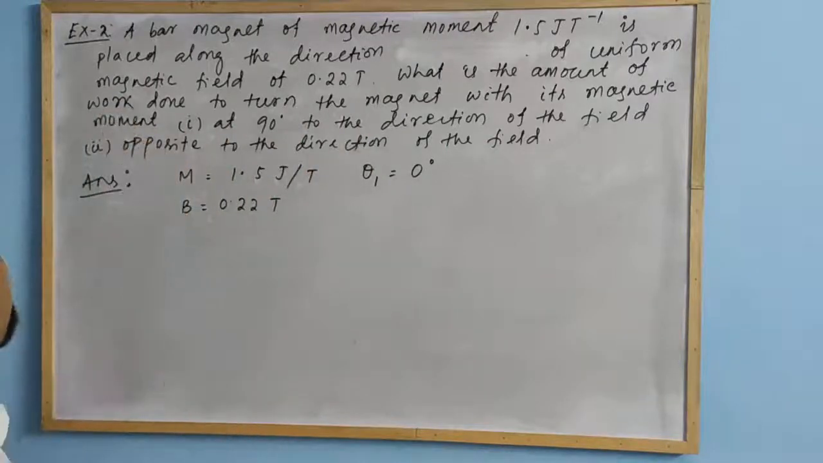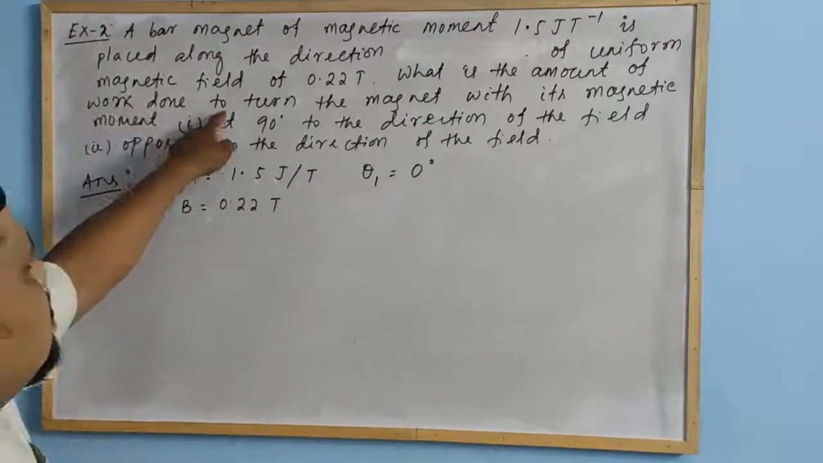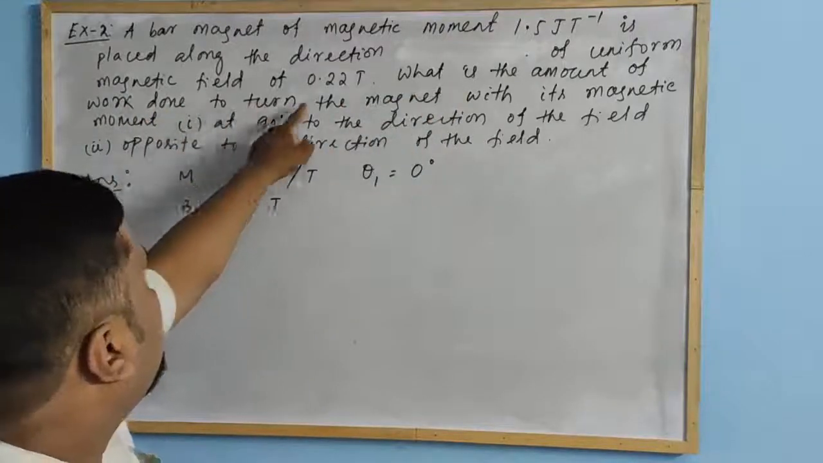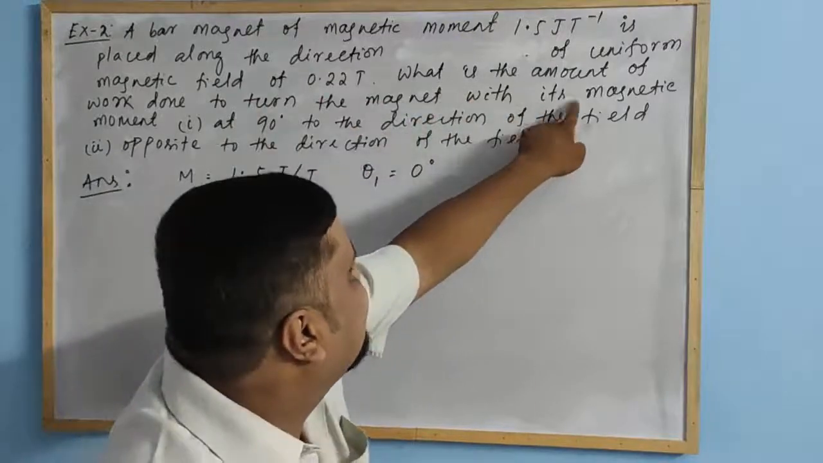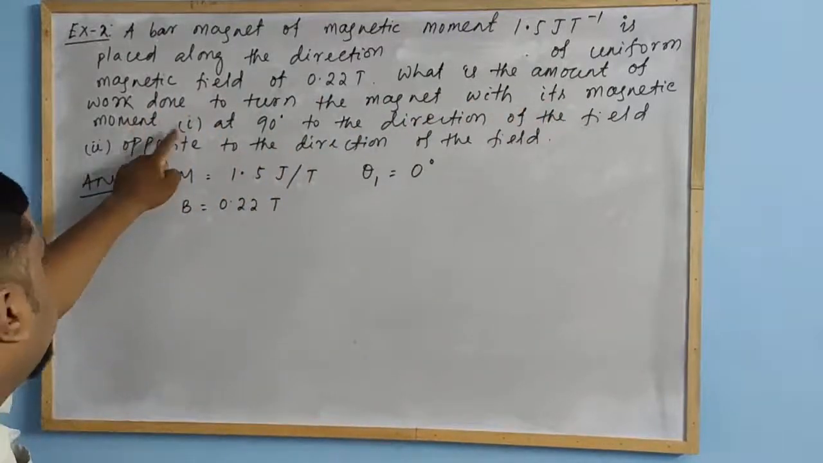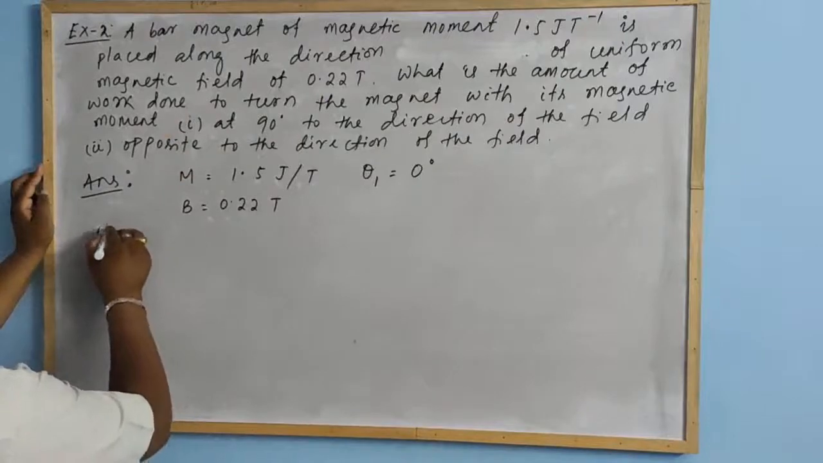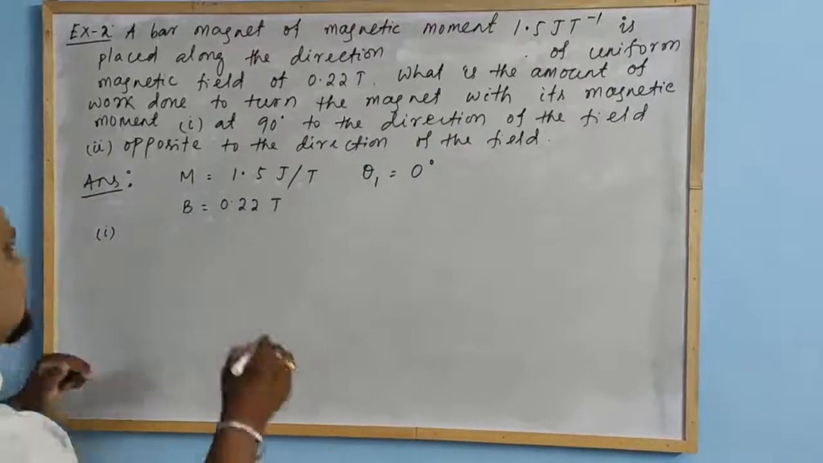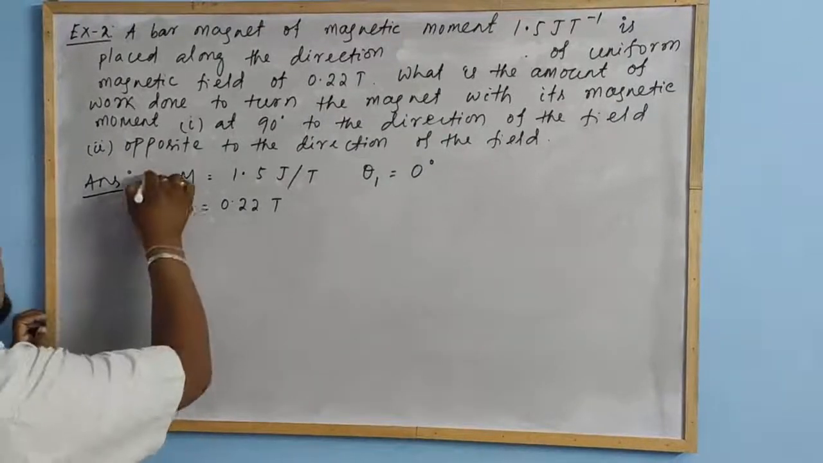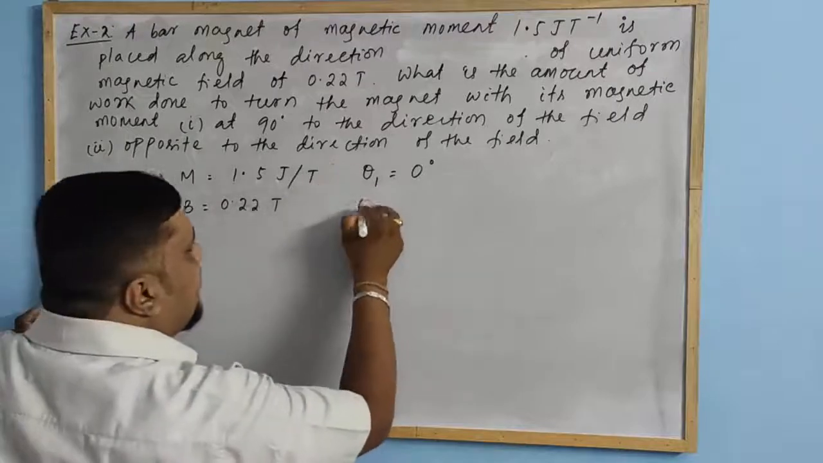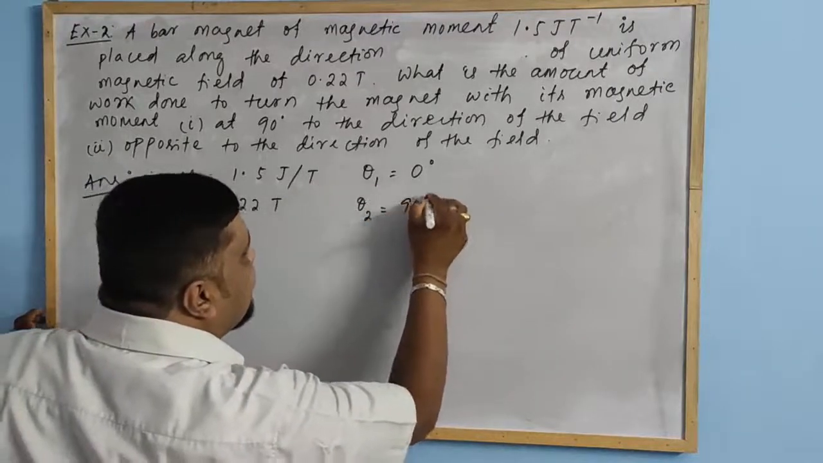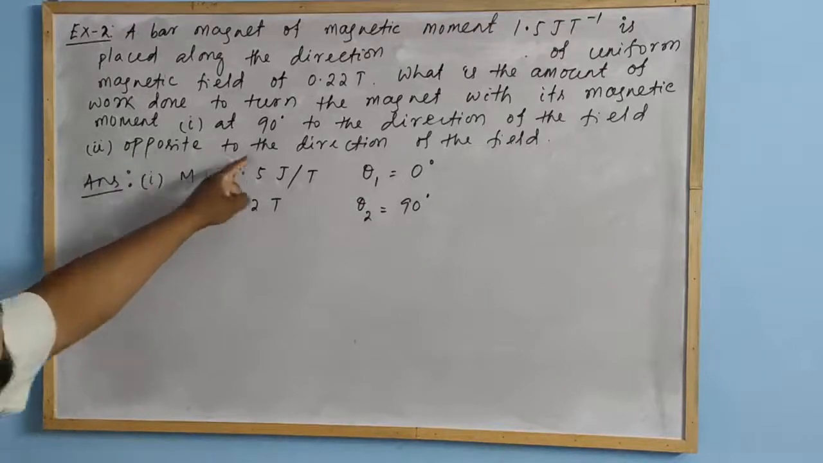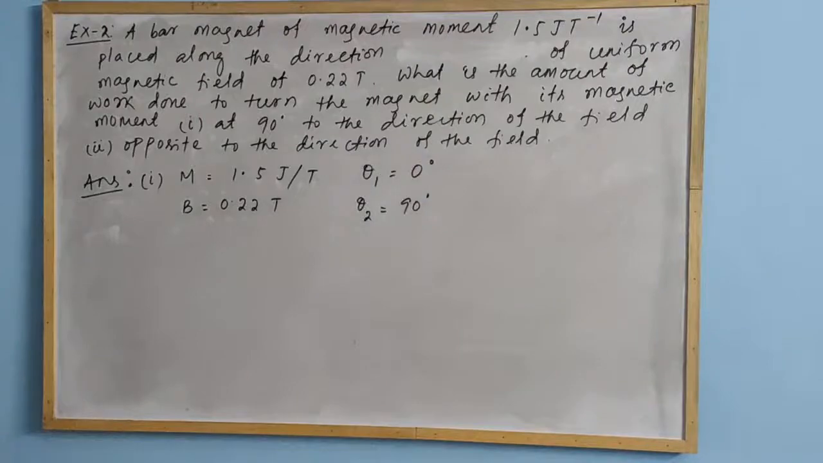What is the amount of work done to turn the magnet with its magnetic moment? Part 1 is given at 90 degrees to the direction of the field. Means in the first part, with this M and B, it turned to an angle theta 2 of 90. Then the second part is given opposite to the direction of the field. Is that clear?